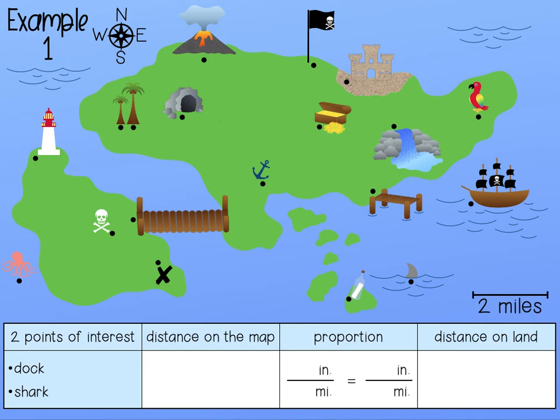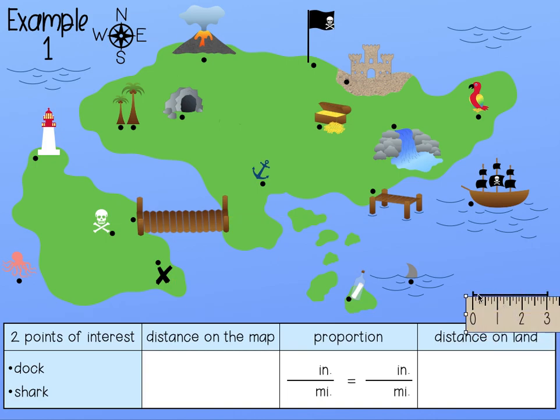We're going to use proportions to read a map. So here we have the map of an island. And this scale bar down here tells us that the length of this line represents 2 miles on real land. Let's go ahead and measure that line.